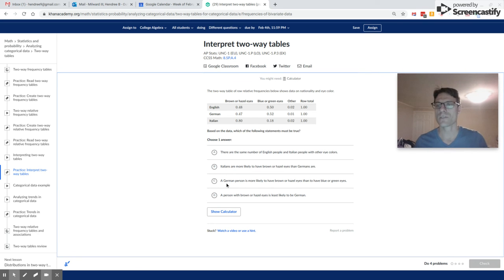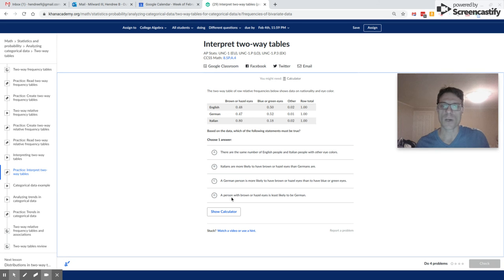But it's also instructional to look at the other ones and see why they're not good choices, why they aren't necessarily true. C: a German person is more likely to have brown or hazel eyes than to have blue or green eyes. German is 47% likely to have brown or hazel eyes, and 52% of the time they'll have blue or green eyes. So this one's outright false. They're actually more likely to have blue or green eyes. So the first statement we don't really know, the second statement is definitely true, and this is definitely false.